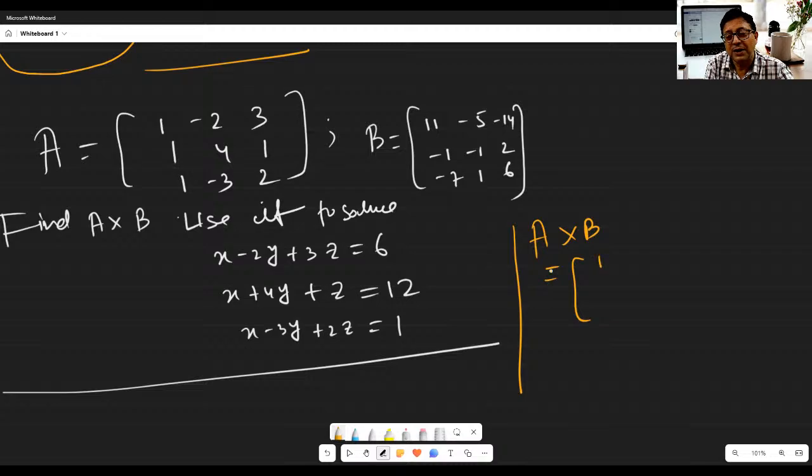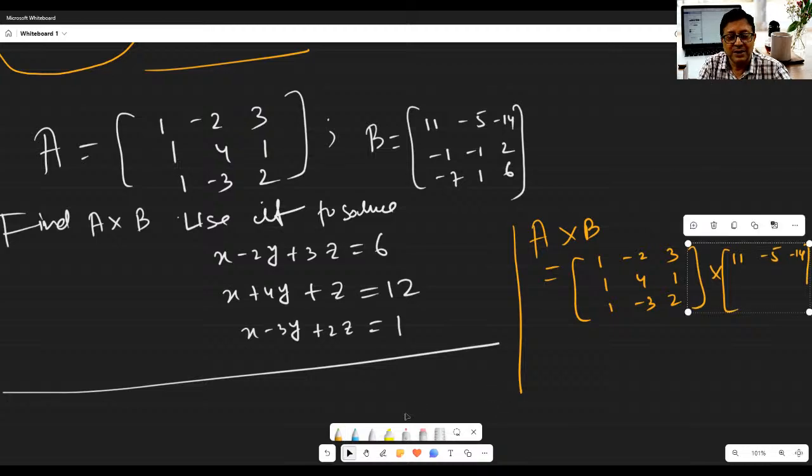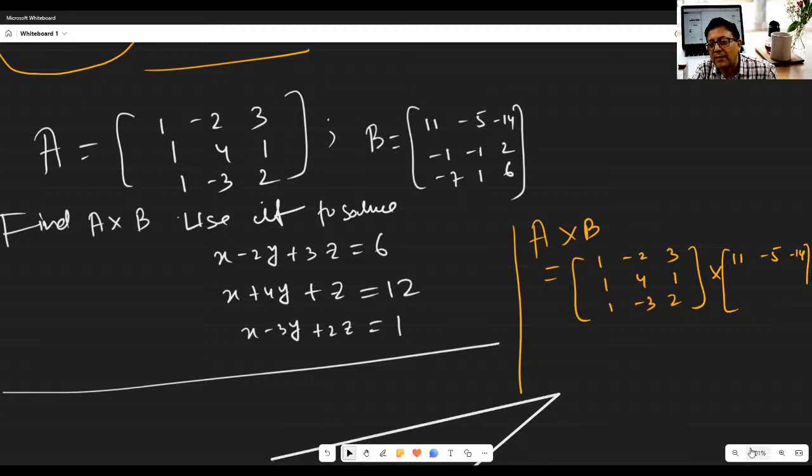A into B is 1, minus 2, 3, 1, 4, 1, this multiplied by 11, minus 5, minus 14, minus 1, 2, minus 7, 1, 6. Just check the product, what it's coming. Just multiply.